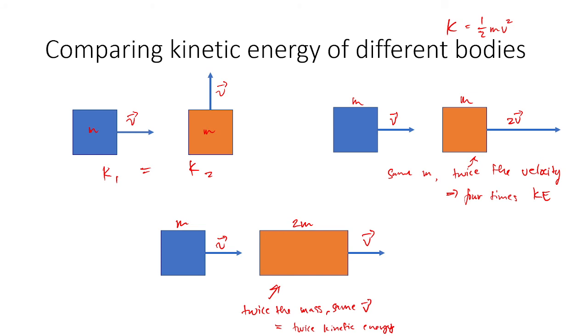Okay? And when the speed doubles, for example, if one is running at a speed of 2 meters per second and the other is running at 4 meters per second, the kinetic energy of the latter is 4 times that of the one at 2 meters per second. Okay? So hopefully, these comparisons are clear.